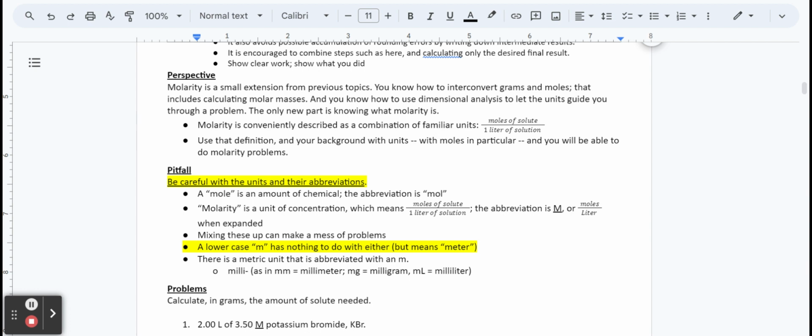Okay, a couple of things to keep in mind, and I've mentioned these already, but be careful with units and their abbreviations. If you're going to abbreviate moles, I typically don't, but you can. The abbreviation for mole is mol. Molarity is a unit of concentration, which means it's moles of solute over liters of solution, always a big M, or you can expand it and put moles over liter. Mixing these up can always cause us some problems. And then remember that a lowercase m has nothing to do with this because lowercase m means meter. And then there's a metric prefix that's abbreviated m, with millimeters, milligrams, milliliters.